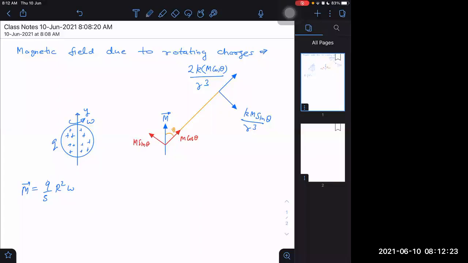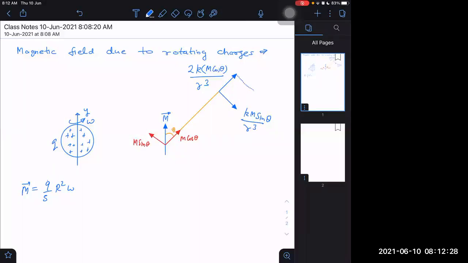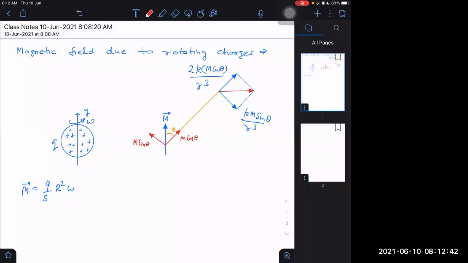What would be the net resultant of these two? We can get it the usual way. This is one magnetic field, this is another magnetic field, so the resultant will obviously be this resultant magnetic field. Let us call its value B. I'm using the equatorial one, and this is B axial. Then I get the square root of B axial square plus B equatorial square. That is the net magnetic field.